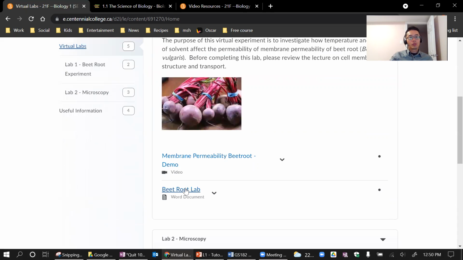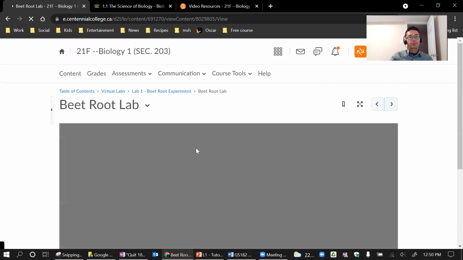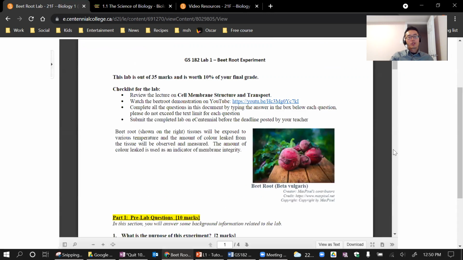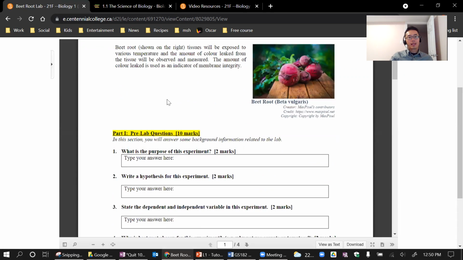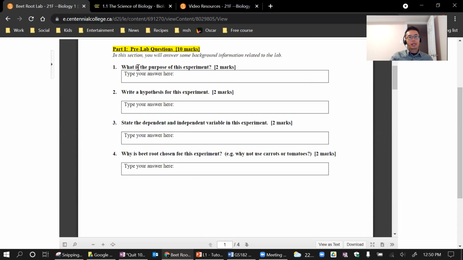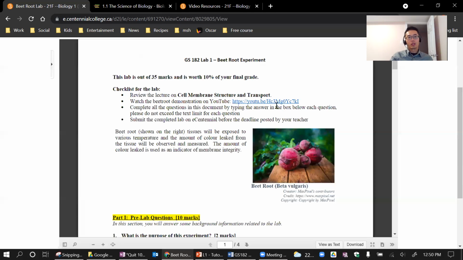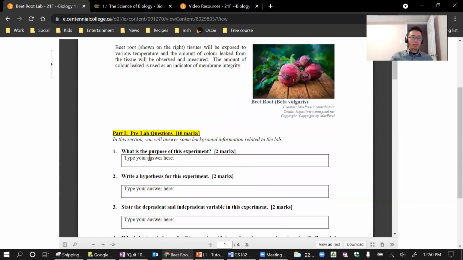And you can click on it and see what it looks like. So basically, you would have to download this lab onto your computer, and then obviously you read all these things, watch whatever I tell you to watch, and then you will have to answer the questions. So what is the purpose of the experiment? You would download this and type the answer, and after you're done, you will save it and you will submit it.